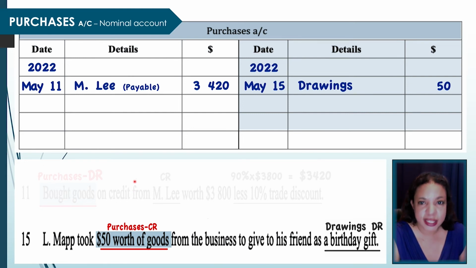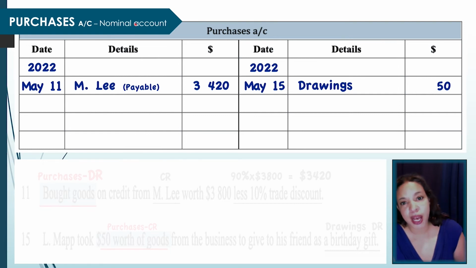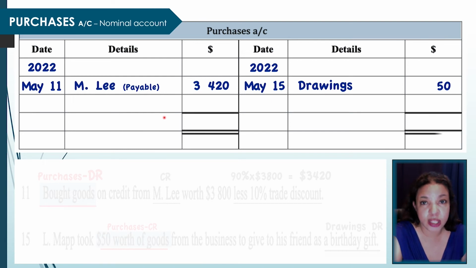So what's the next thing that you do? Since purchases is a nominal account, it would not be to balance, it will be to close off. But the only difference is instead of doing balance carried down and brought down, you just do income statement. So the same steps. This time, because the amounts are different, we're going to skip a line and put the totals. Now this is my order. You can program yourself how you're going to do it. So I just skip a line and I put my totals on the same line.